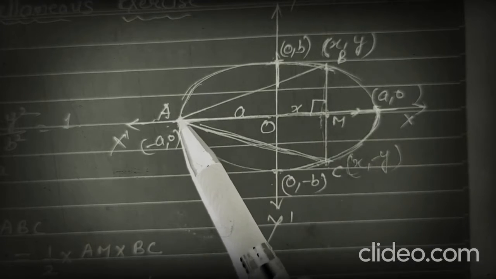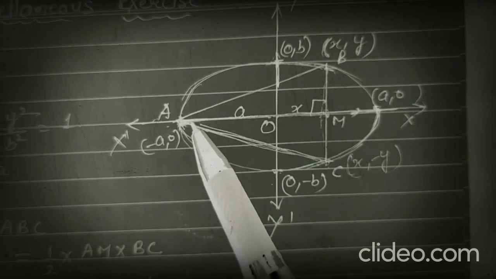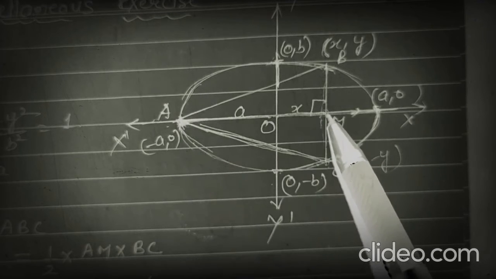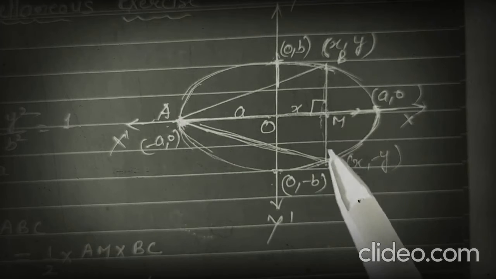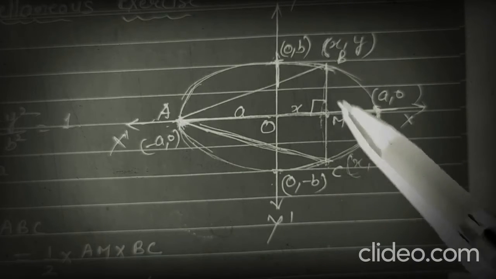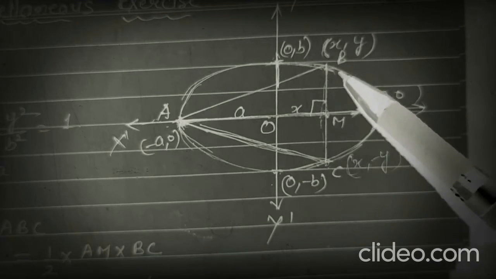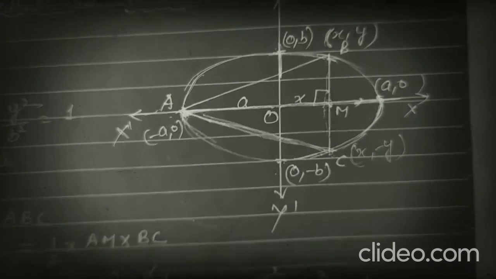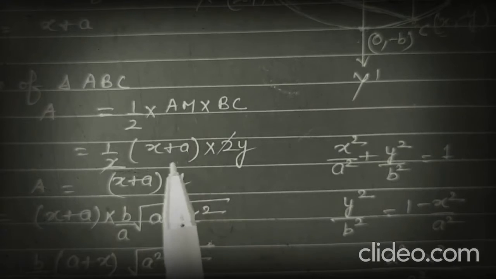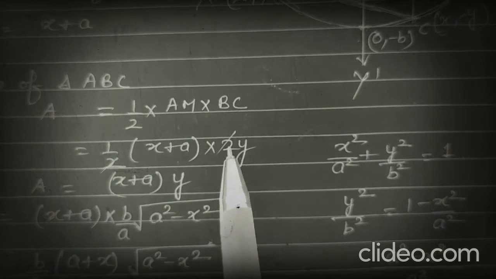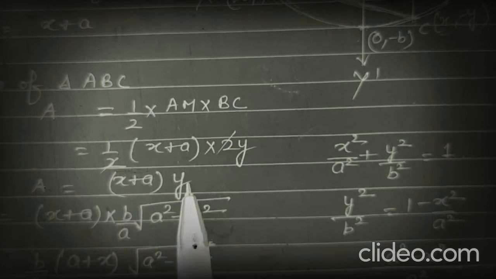And if a perpendicular is drawn from the vertex to the opposite side of an isosceles triangle, it bisects the opposite side. So this and this part are equal. So this distance is y, this is also y. So this is 2y. So BC here is 2y. AM is x plus a. So 2 cancels with 2, and we get (x plus a) into y. But here x and y are two variables.